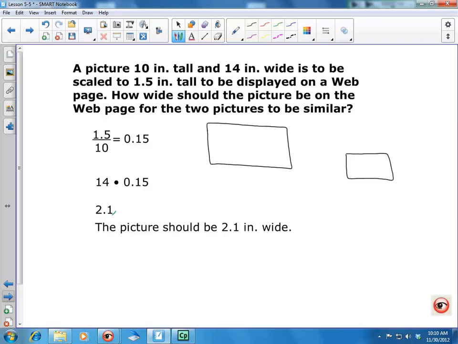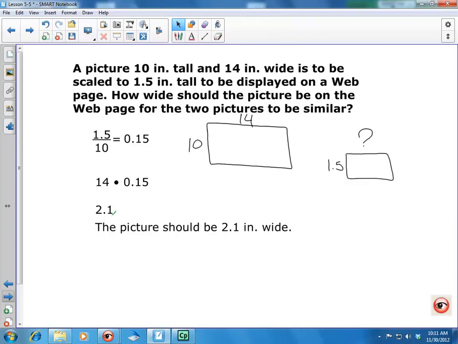It says the picture is 10 inches tall, so I'll make this 10 right here. 14 inches wide, I'll put 14 right there. And we're going to scale it to where it's going to be 1.5 inches tall. So this new number right here is going to be 1.5. And that's the question it's asking us: how wide is that picture going to be on that web page?